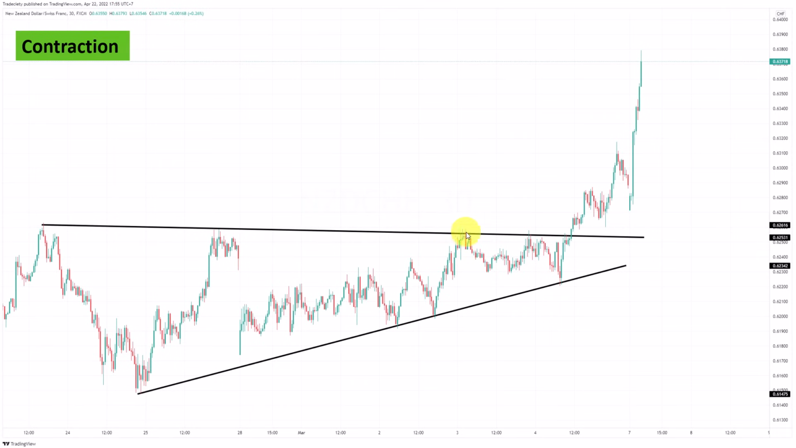The time between the touch points on the resistance is also important. Whereas from here to here, it took the market quite a while to get back to the support level and the resistance level. From here to here, the time was much shorter. And then from here to here, the distance between the swings is becoming so small and the price is returning sooner and sooner to the zone. This shows us that there's a lot of pressure building. And the pressure is often released with strong momentum, as we can clearly see here.